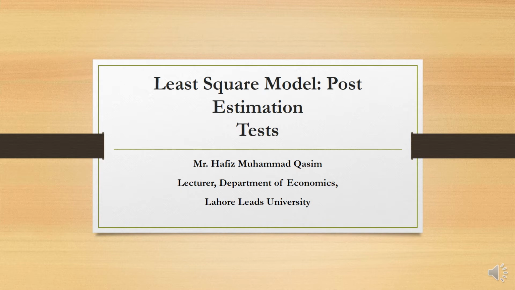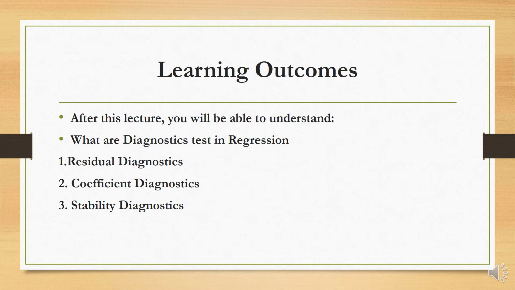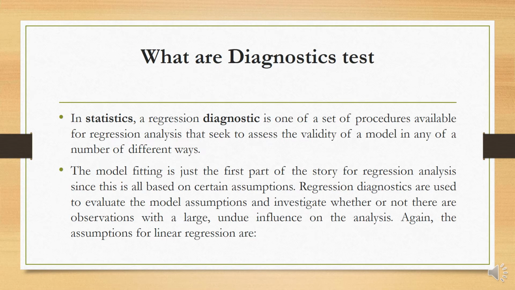In advanced econometrics, today we are going to explore the least square model, the post-estimation test. Learning outcomes: after this lecture, you will be able to understand what diagnostic tests in regression, that is OLS, are. There are three types of tests: residual diagnostics test, coefficient diagnostic test, and stability diagnostic test. But in this lecture, we will only explore the residual diagnostic test.